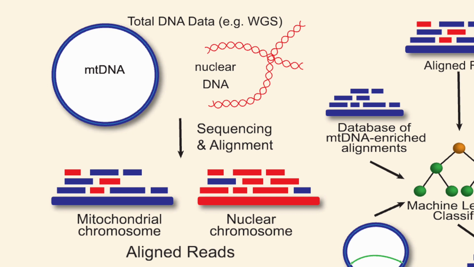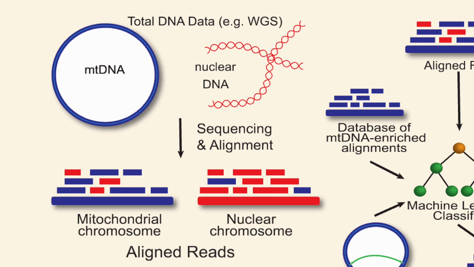This method is a standard approach applied to whole genome sequencing data. There's no difference. Now we expect that most of the reads will align accurately. That is to say, that reads originating from mitochondrial DNA will indeed align to the mitochondrial chromosome. Conversely, reads originating from nuclear chromosomes will accurately align to the nuclear chromosomes.